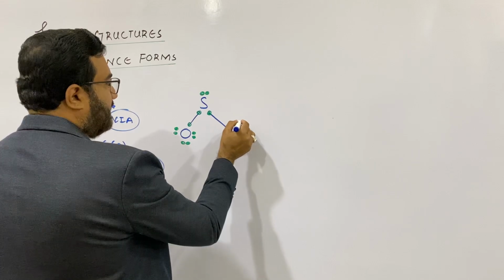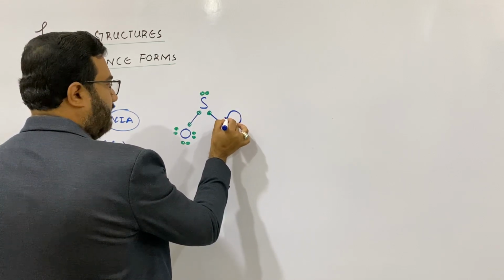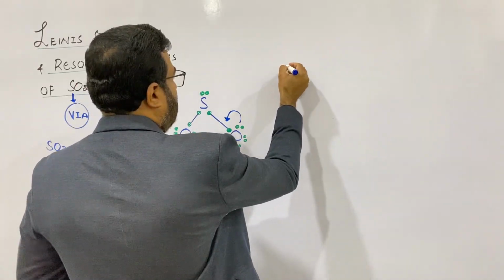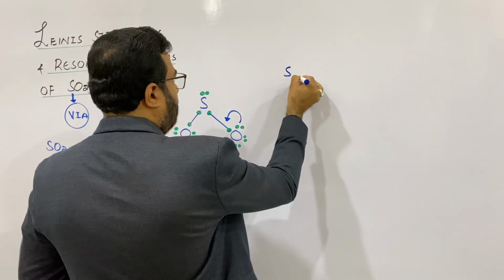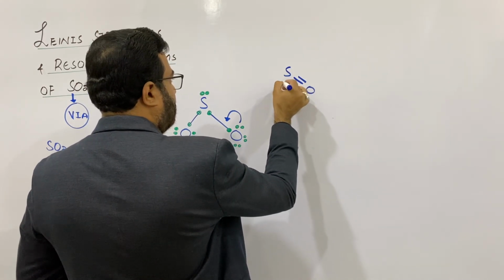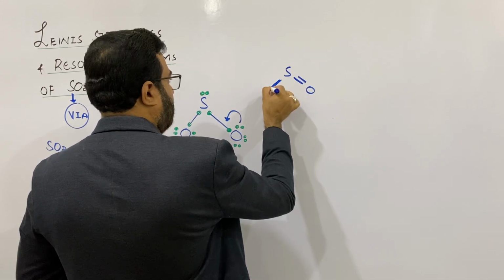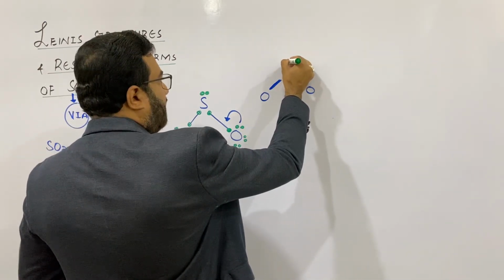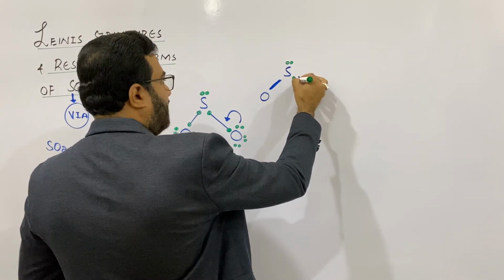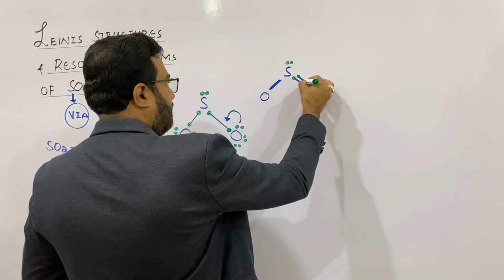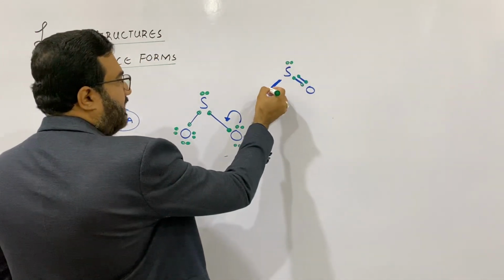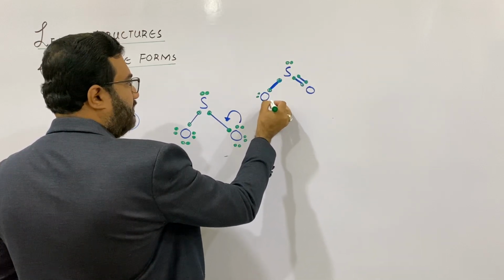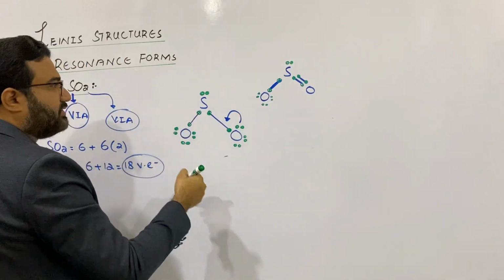This oxygen will share its lone pair with the sulfur, and single bond will be changed to the double bond. It will be sulfur double bond oxygen, and this oxygen will be having a single bond. Now, the sulfur has already a lone pair of electrons, and now there are two bond pair of the electrons here, and there is one bond pair of electron, and this oxygen will be having 3 lone pair of the electrons, as none of its lone pair is used in bonding.